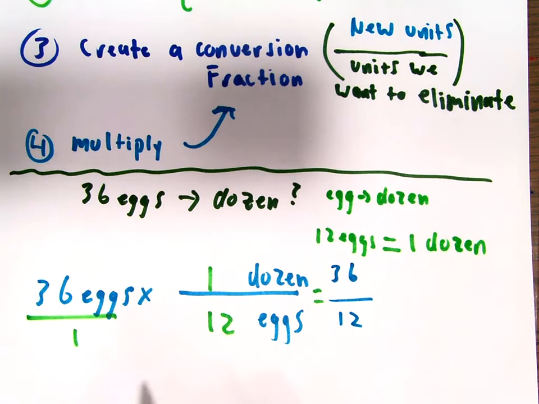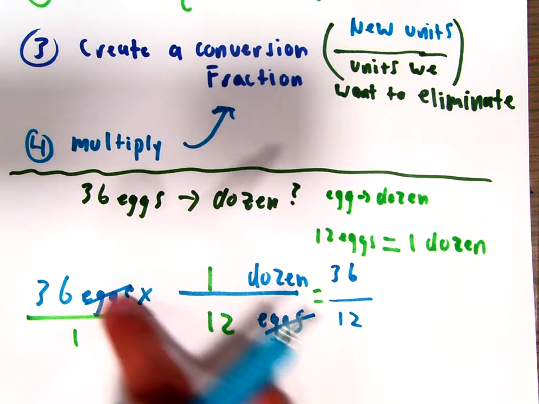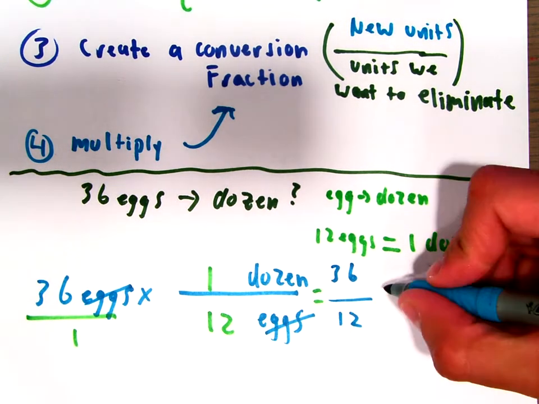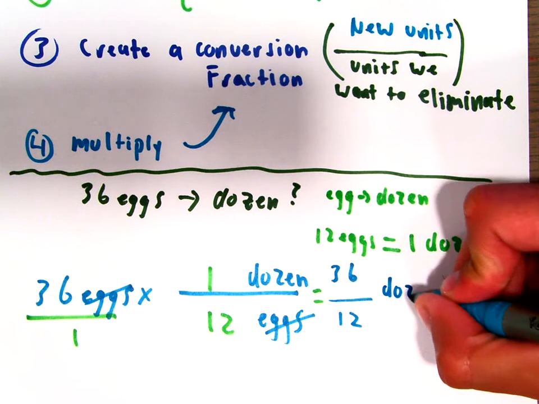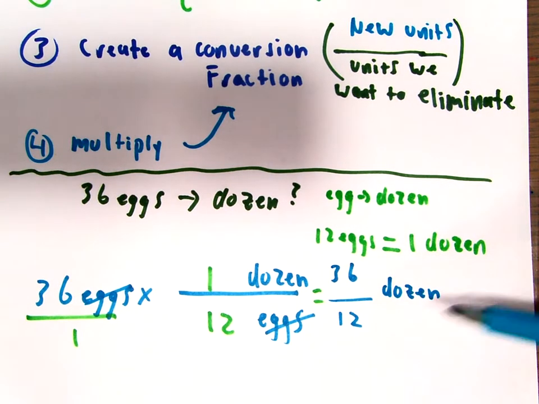Whenever two things that are the same are across each other, so this is on top, this is on the bottom, they go ahead and cancel each other out. So this and this are going to cancel out because they are across from each other. We're left with dozen. So that's the only unit we're left with, so we go ahead and carry that over. Dozen. So my final answer is 36 divided by 12, dozen.